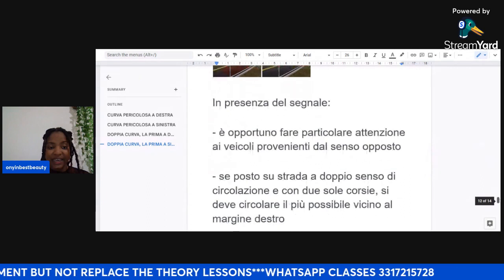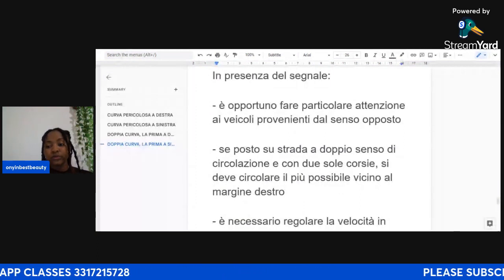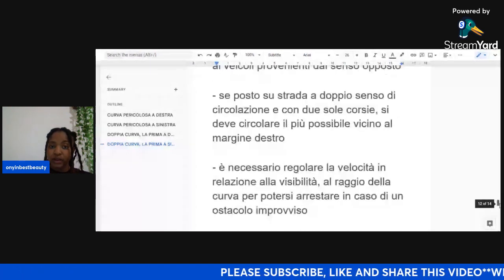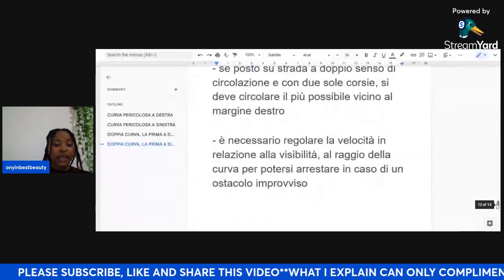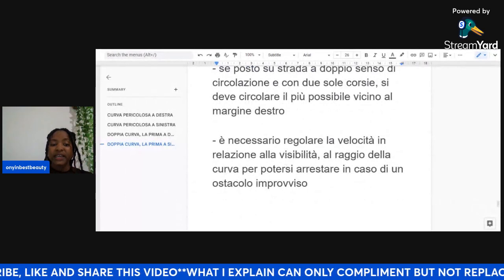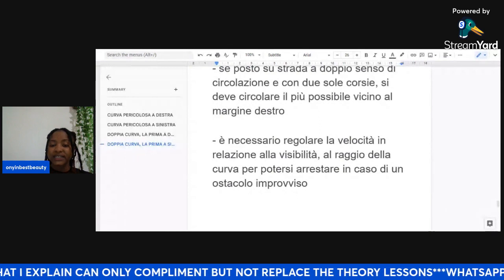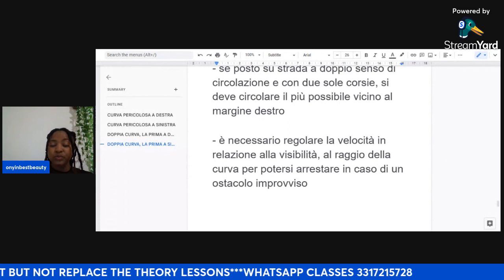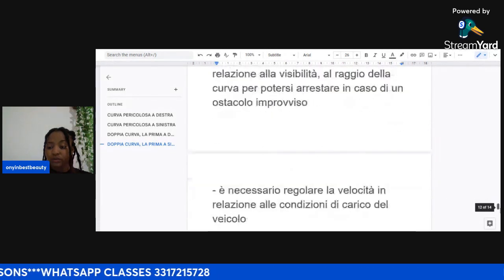In presenza di segnale, now in the presence of this, when you see this particular road for two-way circulation with only two lanes, just like I said earlier, you need to move to your margin of the road, okay, the right margin of the road, because it's a curva, so that you won't collide with other vehicles coming from your opposite direction. È necessario regolare la velocità in relazione alla visibilità e al raggio della curva per potersi arrestare in caso di un ostacolo improvviso. Now, you need to regulate your speed to be able to stop if necessary in case of a sudden obstacle on this particular road, okay?